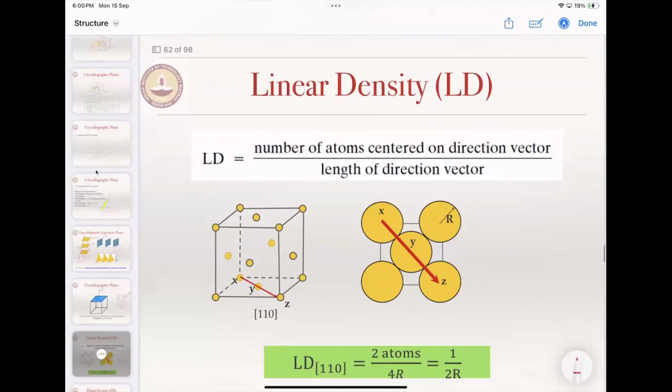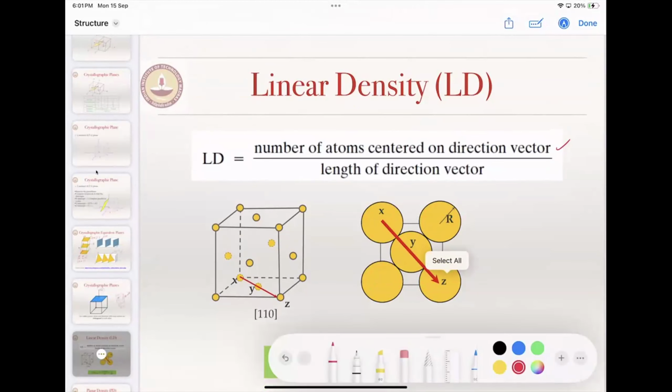Now, let us define a very important quantity called linear density. How do I define linear density? Linear density is nothing but the number of atoms centered on a direction vector divided by the length of the direction vector. What do I mean by that? Suppose I take this crystal lattice. This is the unit cell that I am interested in. In this unit cell, I am looking at that direction.